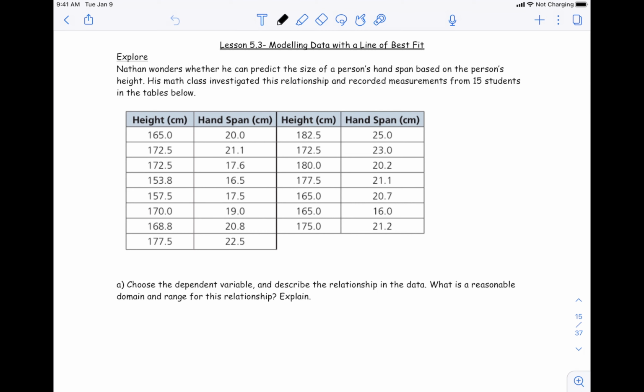So what we want to remember is that our first column is usually going to be our x's. So we're going to put all our heights into our x's here, and all our handspans into our y values. Okay, so those are our y values. So our dependent is always our y. And we can describe this as the data is the handspan. So the y coordinate is the handspan.